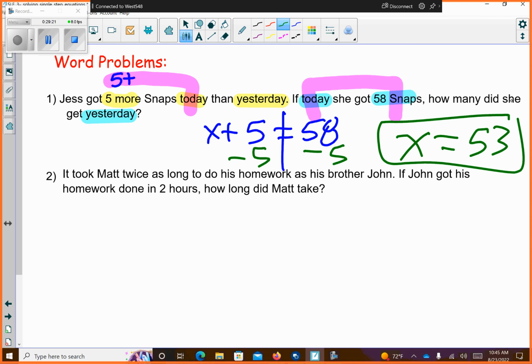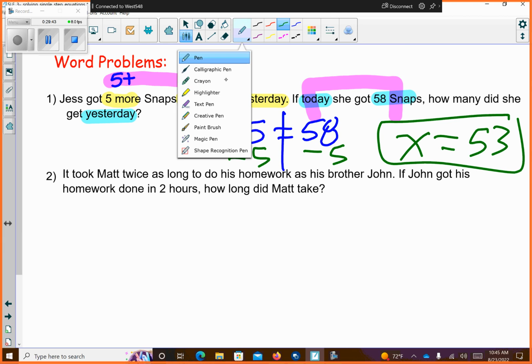Okay, first thing we're going to do, we're going to read this problem. I'll read it out loud. Please skim along as I read it out loud. It says, if Matt took twice as long to do his homework than his brother John, if John got his homework done in 2 hours, how long did it take Matt? So we have 2 people that are dealing with some sort of homework. Agree? Okay, so we're going to go through.